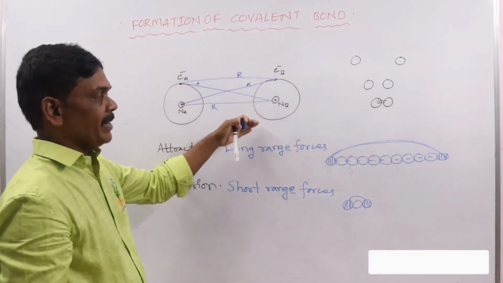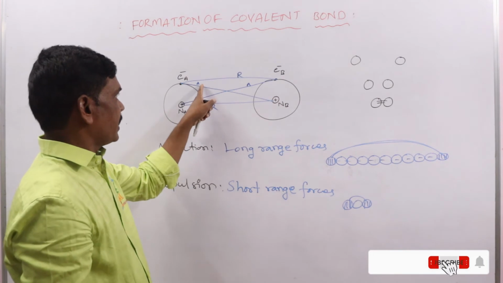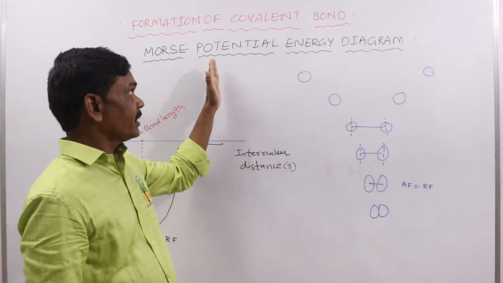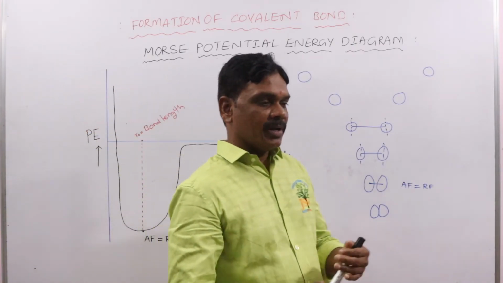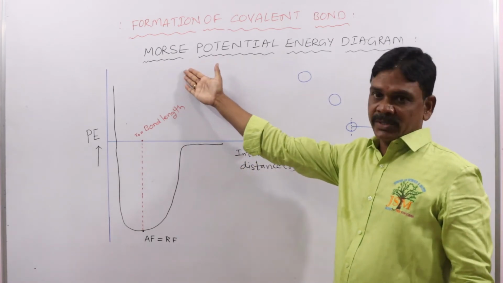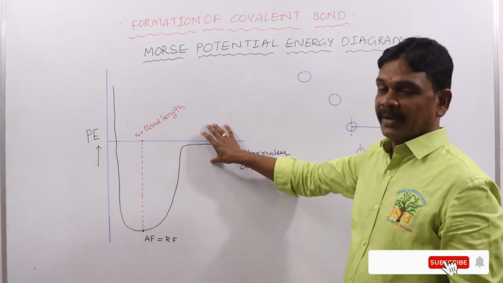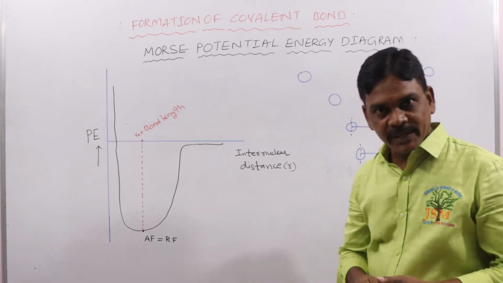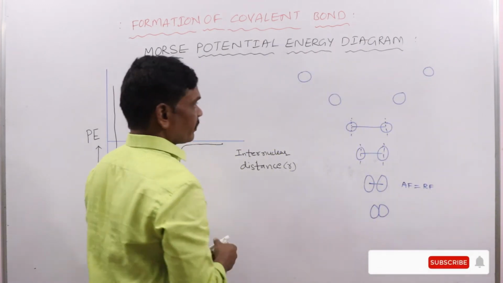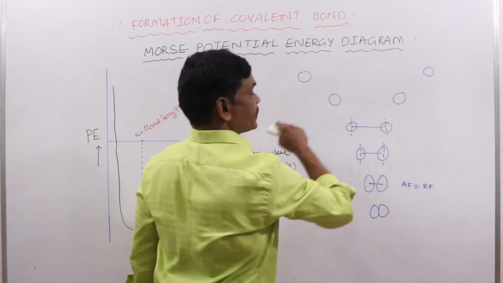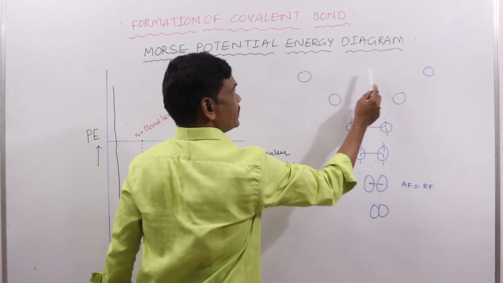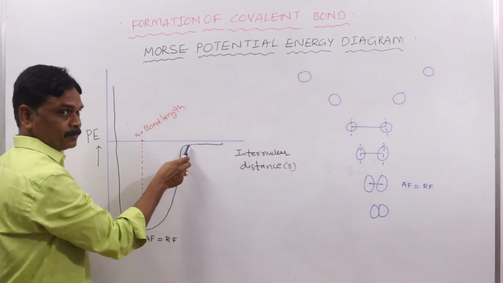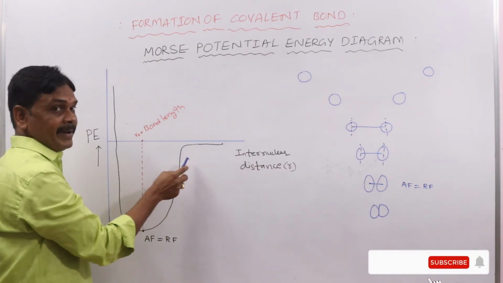During the formation of a bond, we observed that attraction forces and repulsive forces act on these atoms. In the formation of a covalent bond, a graphical representation was given by the scientist Morse. This schematic diagram is known as the Morse potential energy diagram. When atoms are present at a long distance, there is no interaction between them, so the potential energy of the system remains the same.